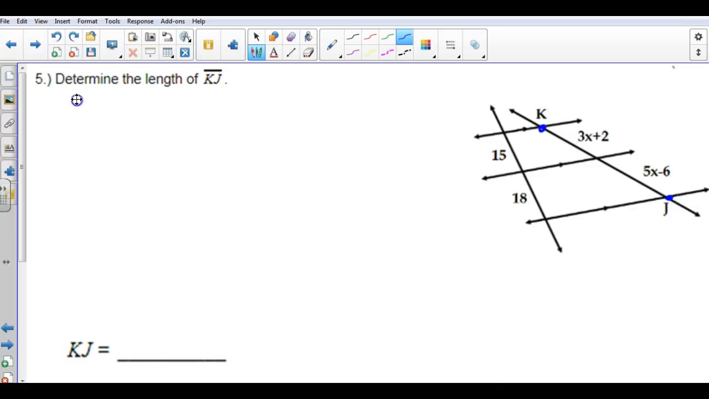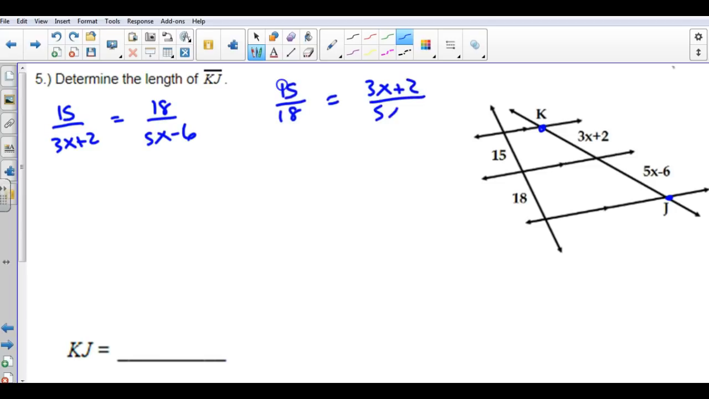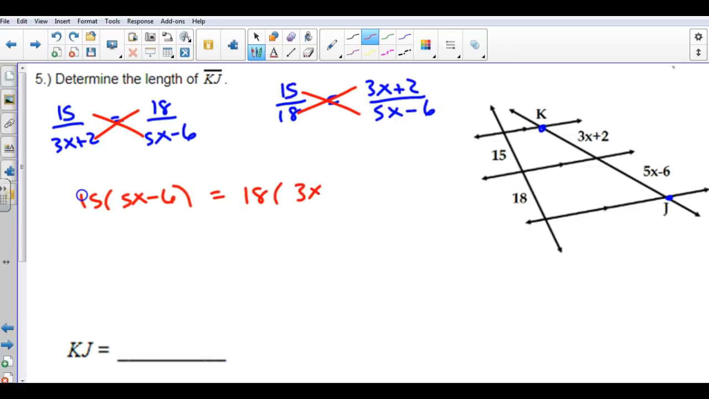So either one of these proportions will work. I'll write out both. We can do 15 over 3x plus 2 is equal to 18 over 5x minus 6. Or we could do 15 over 18 is equal to 3x plus 2 over 5x minus 6. Again, both of those proportions will work because when I do my cross multiplication, the 15 is going to multiply by the 5x minus 6, and the 18 is going to multiply by the 3x plus 2. So it doesn't matter which one of these we use, we get the same thing either way.